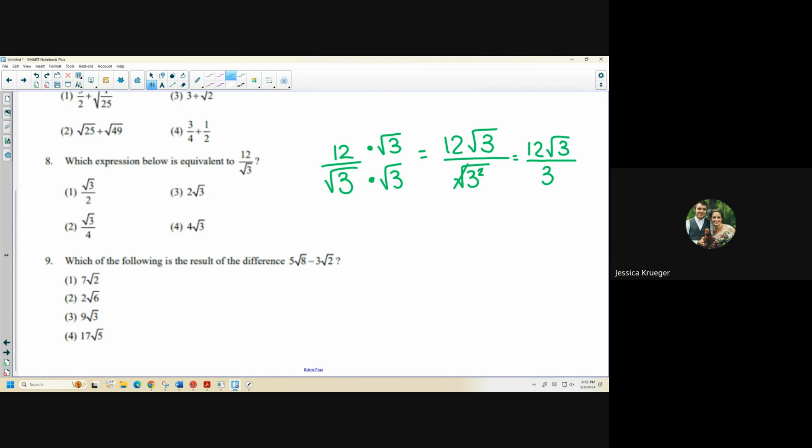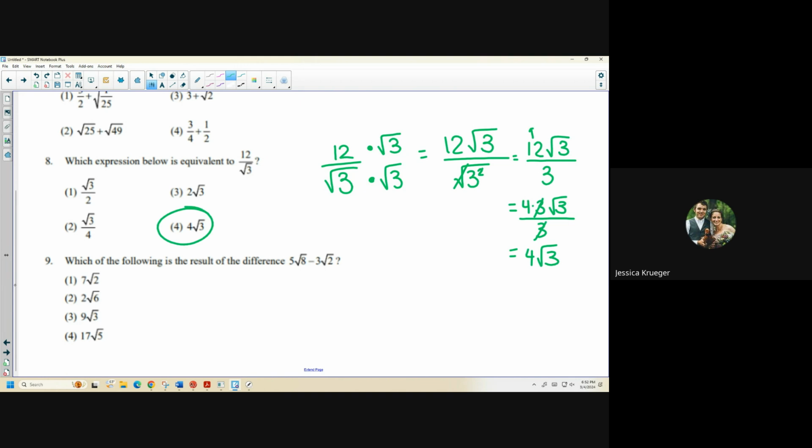So what in the world is going on? Well, we must have to reduce this. 12 can be rewritten as 4 times 3. So this is really 4 times 3 radical 3 over 3. Those 3's divide out, and I just end up with 4 radical 3.